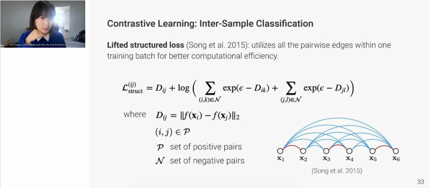And now we are running a lot of large-scale trainings, and oftentimes the batch size is very large, which means we have many samples within one batch, and therefore we can construct multiple similar or dissimilar pairs. Lifted structure loss is proposed to utilize all the pairwise edges of relationship within one training batch. It explicitly minimizes the distance between positive pairs, and it minimizes the log sum exp of the reverse of all the negative pair distances. This setup helps improve compute efficiency as it incorporates more information within one batch.